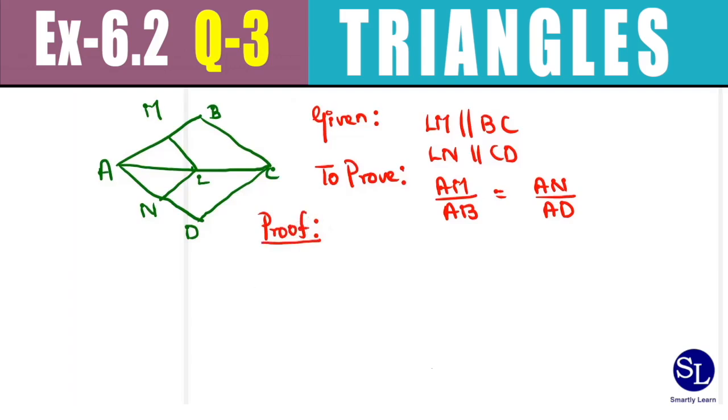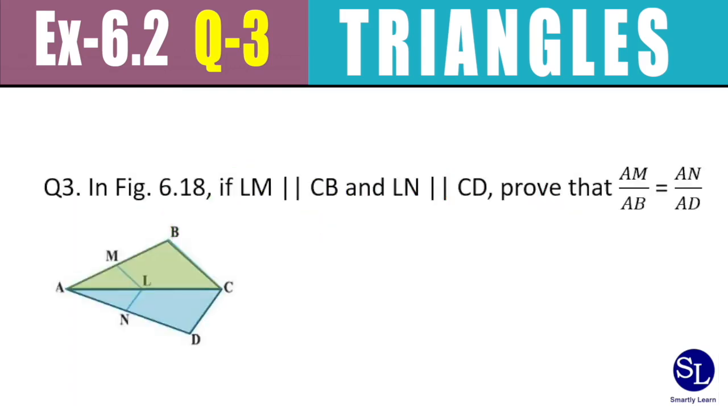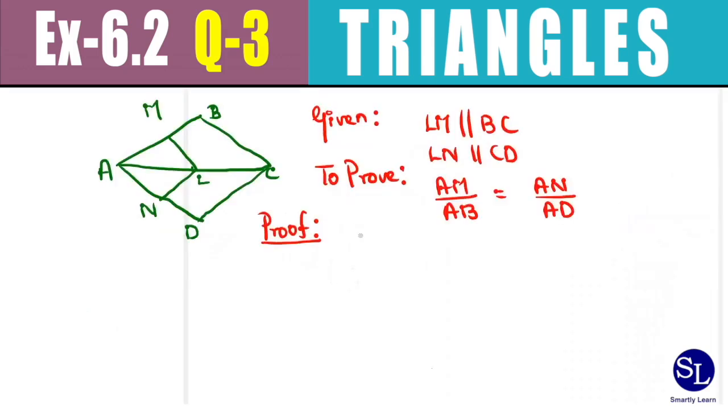In order to give a proof, let's first understand how we are going to reach the answer. It starts with the given. So we write the given first: LM is parallel to BC. Okay, why are we writing this? Because this was given to us already in the problem.